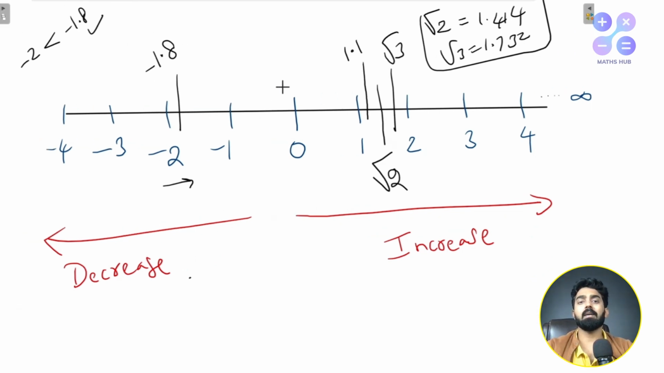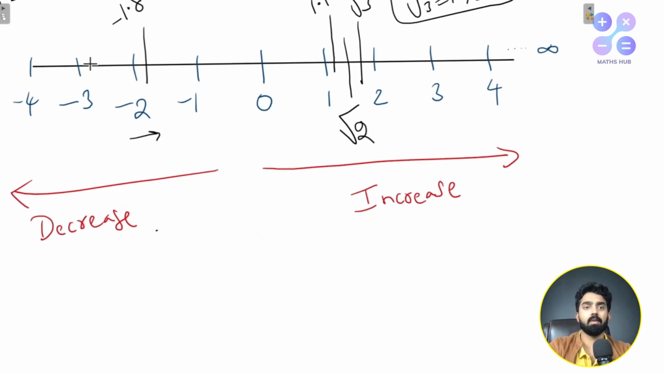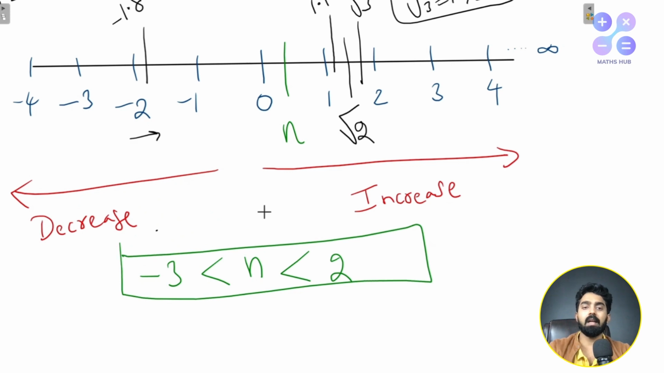So to say that any number n lies between two numbers is to say that it lies on the number line in between those numbers, right? So for example, let's say a number n lies somewhere over here. You can say that the number n is less than 2 and it is greater than minus 3. When you represent something like this, you mean that this number n lies somewhere in between these two numbers, right? So it's somewhere in this region.